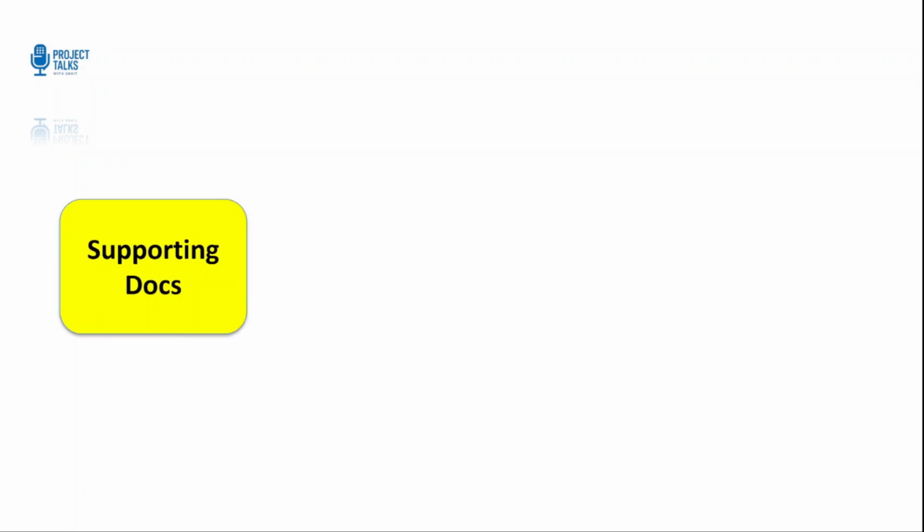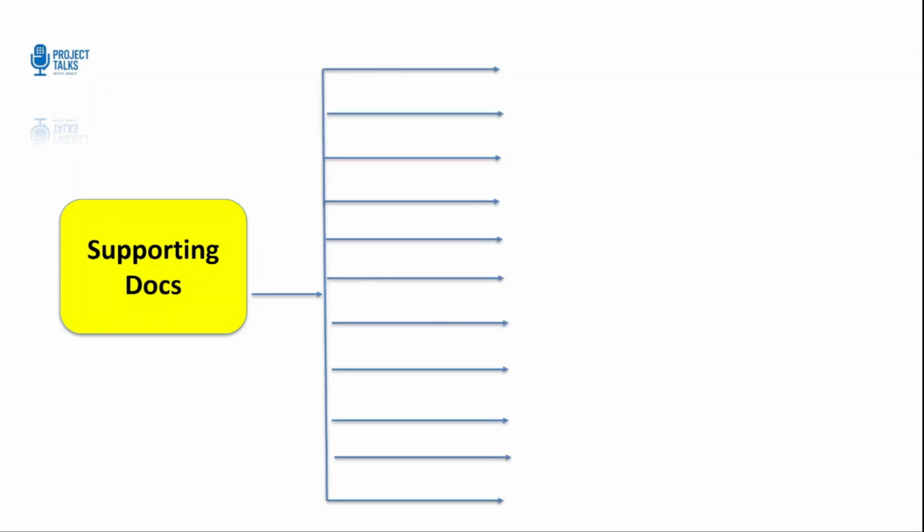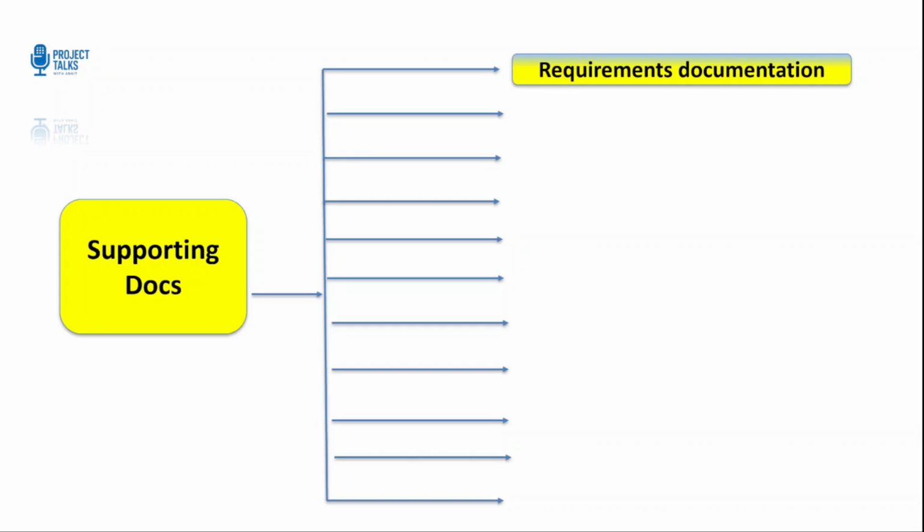All right. So now let's talk about supporting documents. These all are key artifacts that help in planning, monitoring, and controlling the project effectively. Let's go through all of them one by one. First, we have requirement documentation. This document captures all the project requirements, functional and non-functional, gathered from stakeholders. It ensures everyone understands what needs to be delivered.